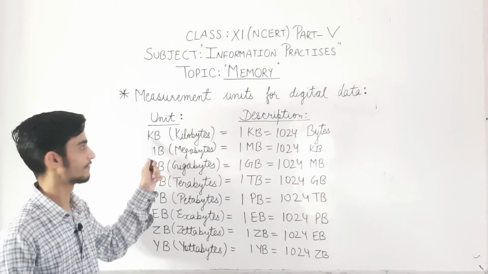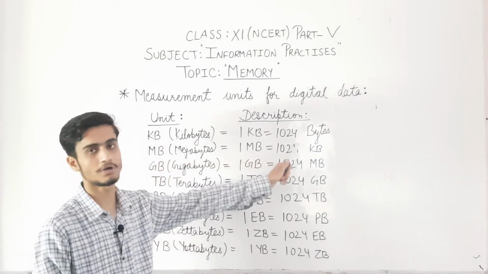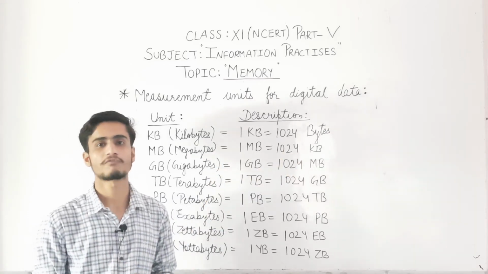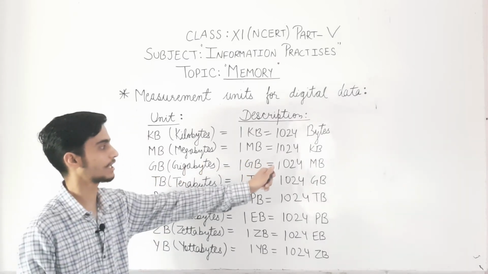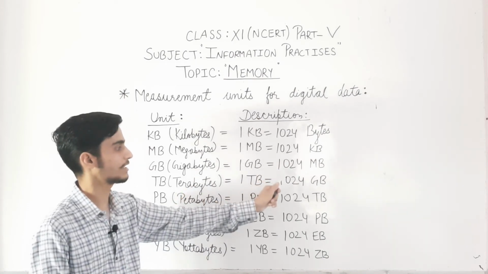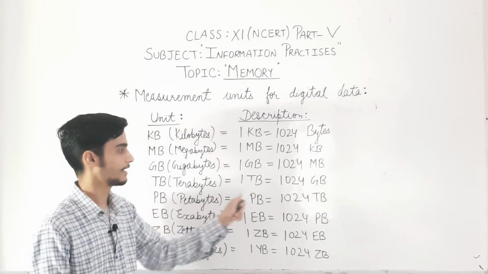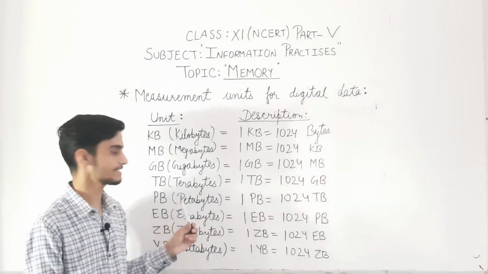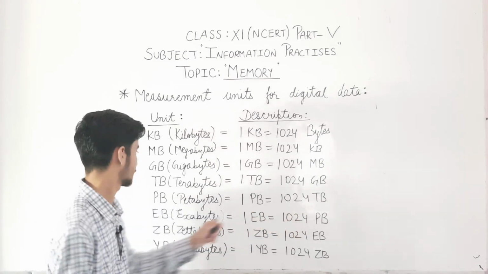KB refers to kilobytes. 1 KB equals 1024 bytes. We have understood that 1 byte equals 2 nibbles, or 8 bits. 1 MB consists of 1024 KB. 1 GB, gigabyte, contains 1024 MB. 1 TB, terabyte, equals 1024 gigabytes. 1 PB, petabyte, equals 1024 terabytes.